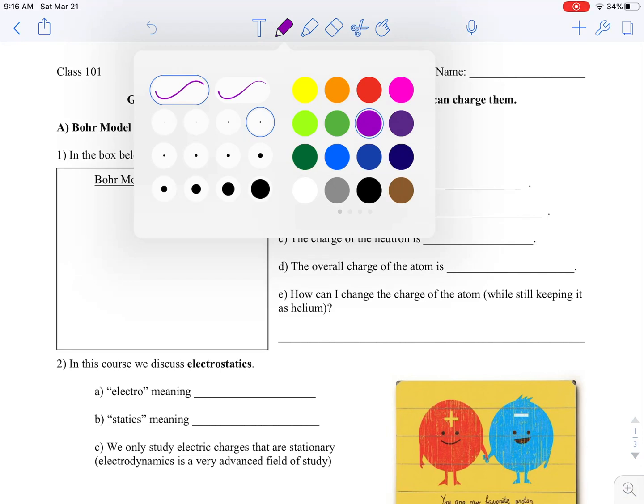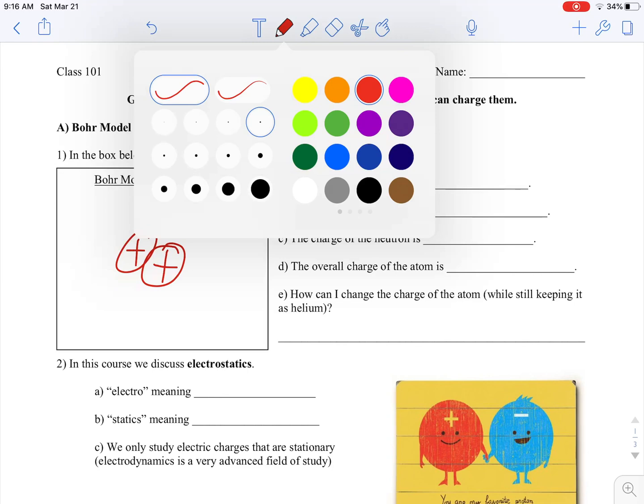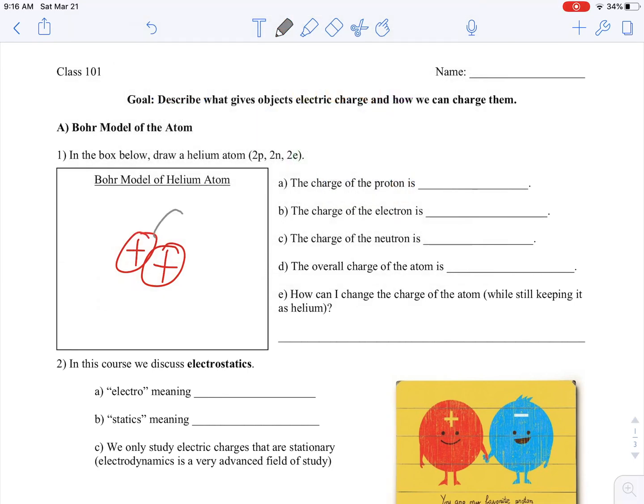I'm going to draw the protons in red. So there's one proton, there's another proton. I'll put little plus signs there. And we're going to do neutrons, we'll do them in gray. Something like that. So of course the nucleus is in the middle of the atom. We'll make it really small. And then we have 2 electrons because this is a neutral atom. So there's an electron there, there's an electron there. Obviously this isn't drawn to scale.